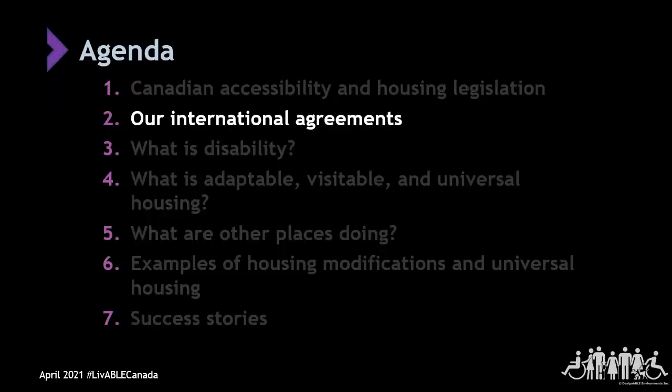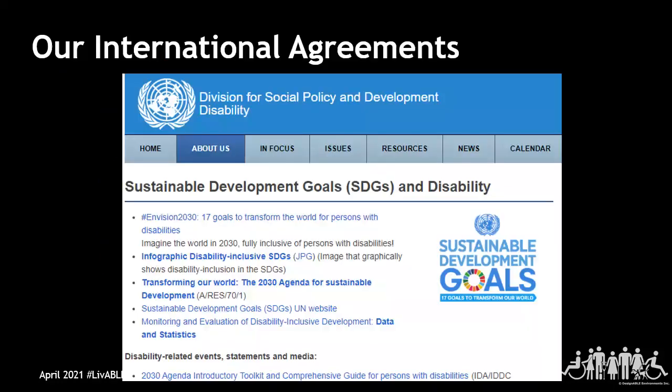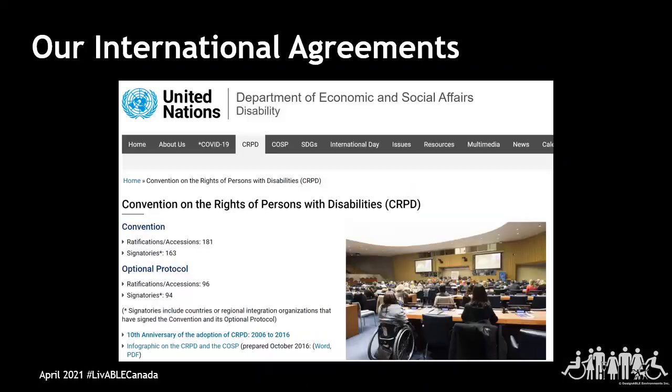So item number 2, let's have a quick look at our international agreements. A lot of people are very excited about the Sustainable Development Goals, or SDGs. And what they don't realize is that the SDGs are really laced with or full of disability accommodations. So if you want to learn more, there's a website that can help you understand that better, or that you can direct people to. Here's the information on the Convention on the Rights of Persons with Disabilities. It's a UN international agreement that Canada signed. And again, this talks about accessibility for communities, and housing is an integral part of making sure you have equal rights for everyone.